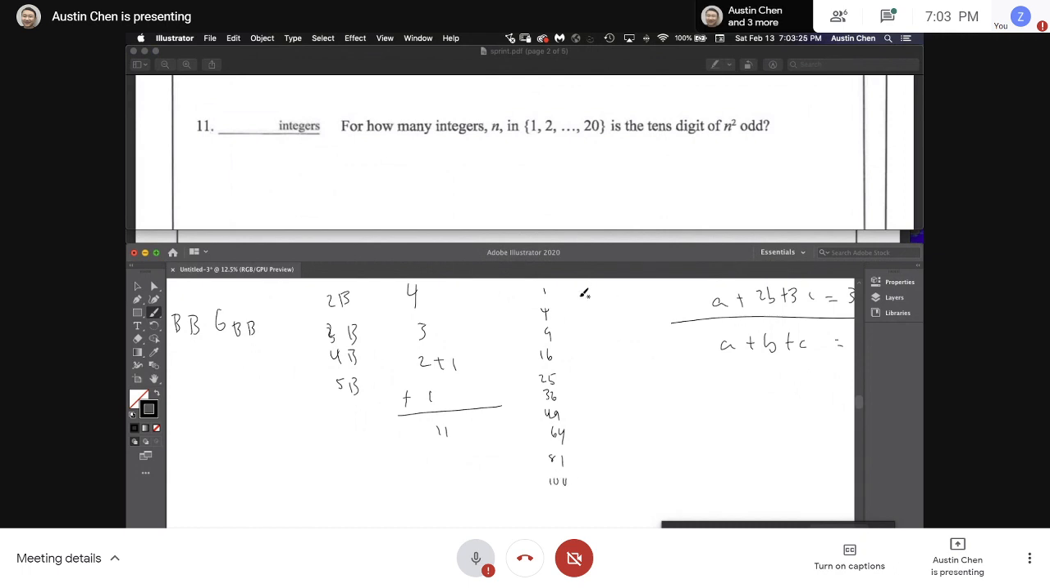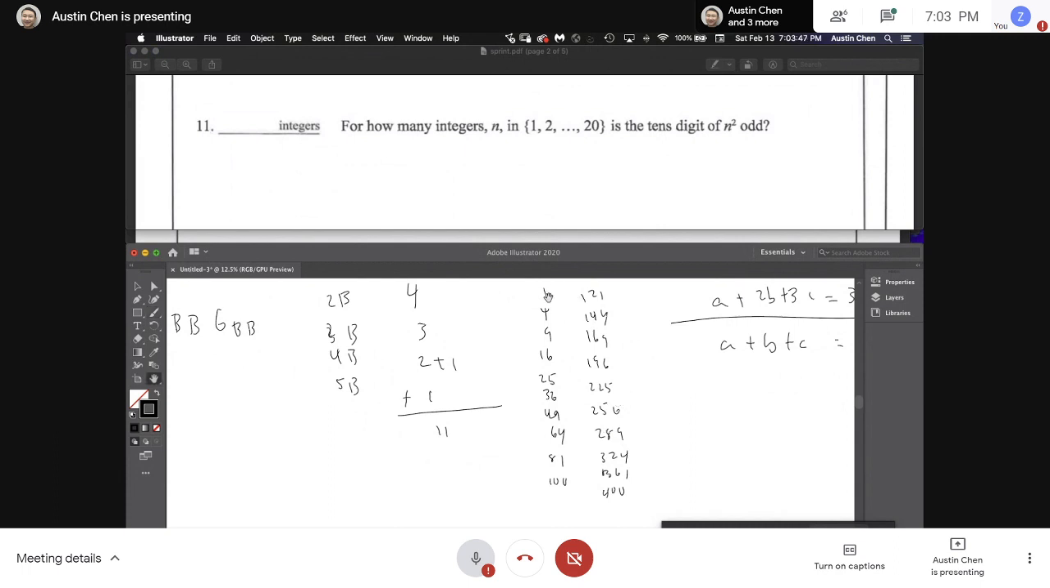And then we go to 11, 121, 144, 169, 196, 225, and then 16, 256, 17 is 289, 18 is 324, 19 is 361, and then 20 is 400. So how long did that take me? Maybe 20 to 30 seconds. So really not that bad.